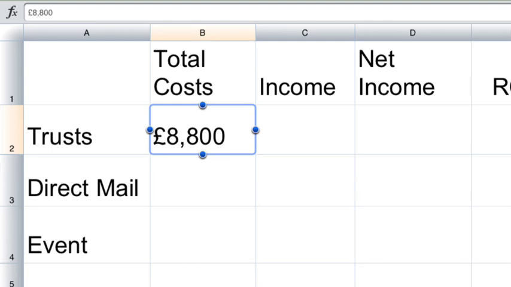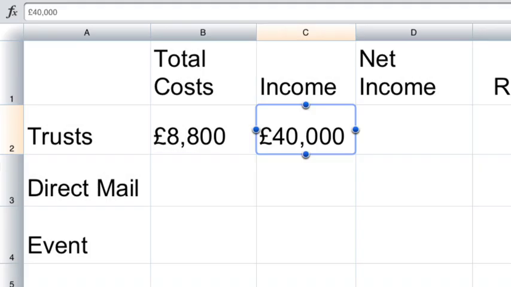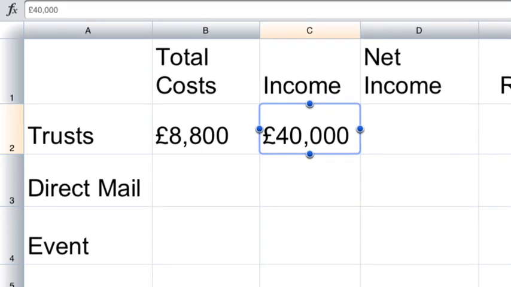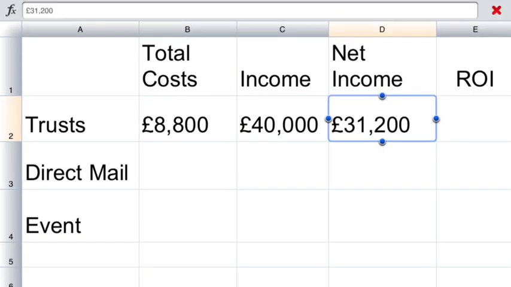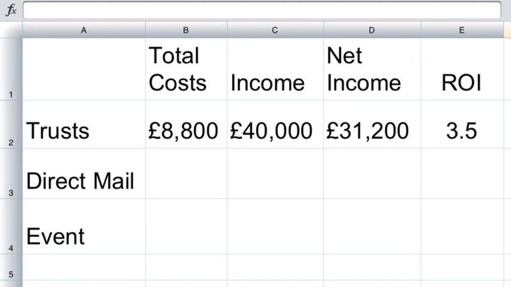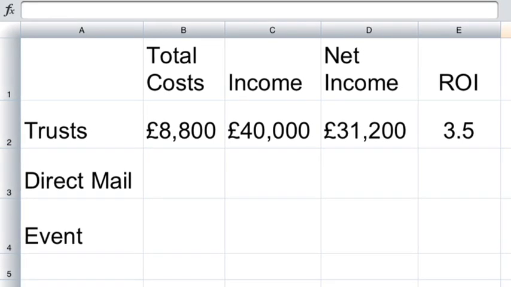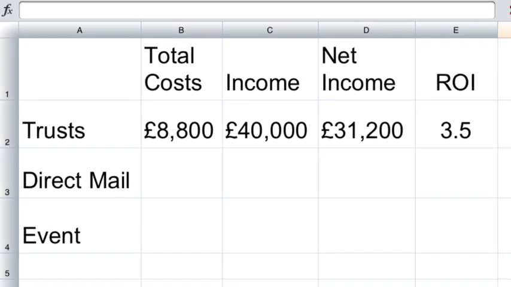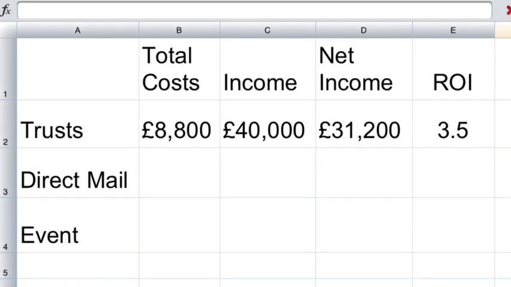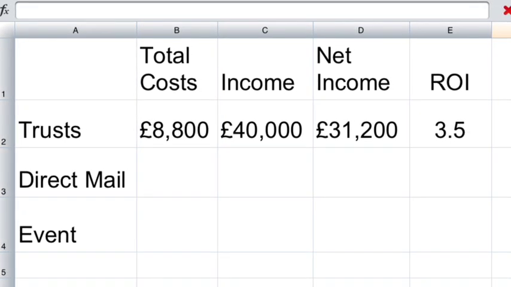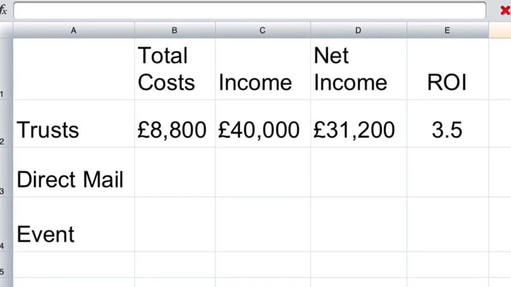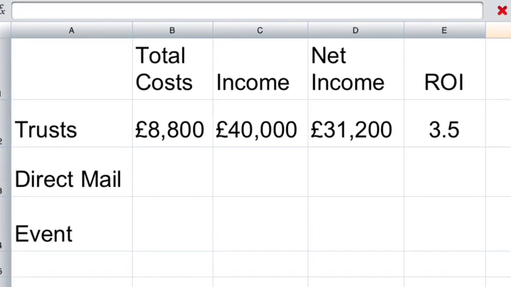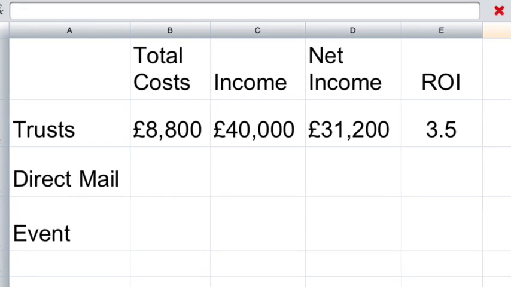Let's have a look at trust fundraising. We know the total cost was £8,800, but Amir also brought in £40,000 from those trust applications. That meant there was a net income of £31,200, where we took the £40,000 and subtracted the £8,800 cost. To calculate the return on investment, we take the net income and divide it by the total costs. This means we get 3.5 as a return on investment ratio. For every £1 that Amir's charity spent on trust fundraising, they raised £3.50.